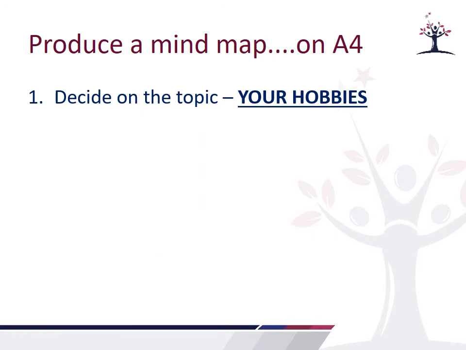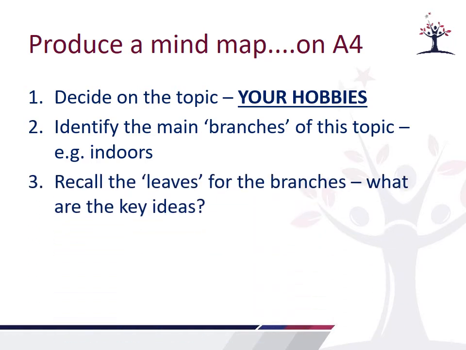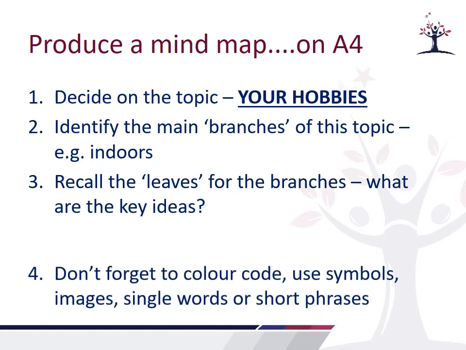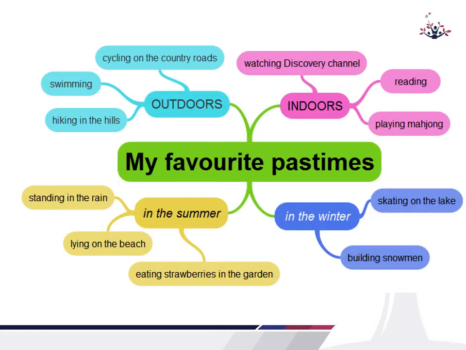So now it's over to you. It's your chance to create your own mind map. On an A4 piece of paper, make sure that it's landscape. Decide on the topic, and your topic is going to be your hobbies. That's your main theme. You're going to identify the main branches of the topic. So it might be, for example, indoors or outdoors. Maybe the time of year, summer, autumn. Recall the leaves for the branches. So what are those key ideas? And don't forget to use colour code, use symbols, images, single words, short phrases.